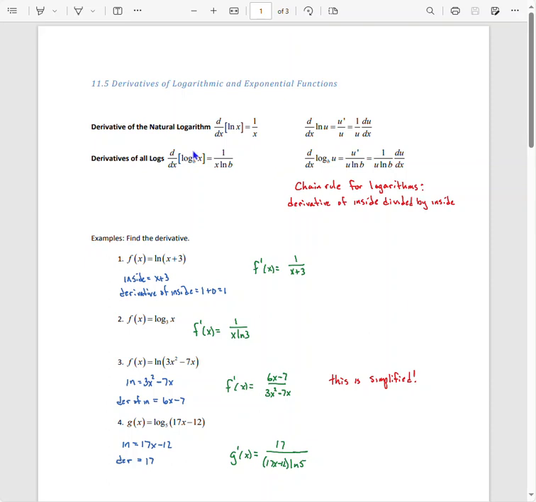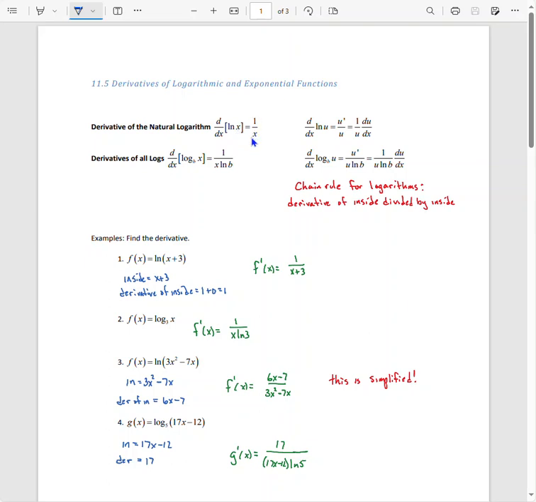All right. So the derivative of the natural logarithm, the natural log of x. Remember, that's an L, logarithm. It's not an I. It's not a thing in math. ln is an L, not an I. The derivative of the natural log of x is 1 over x.